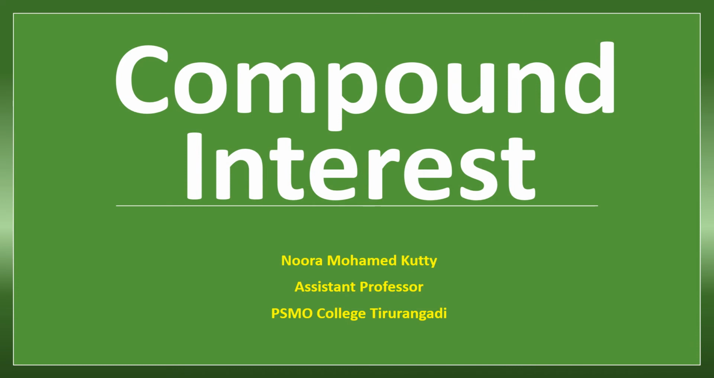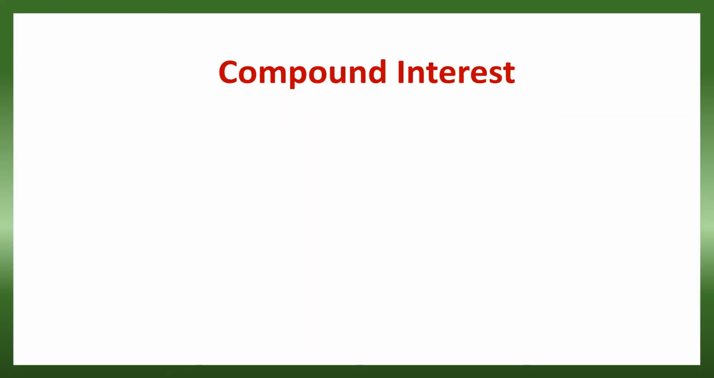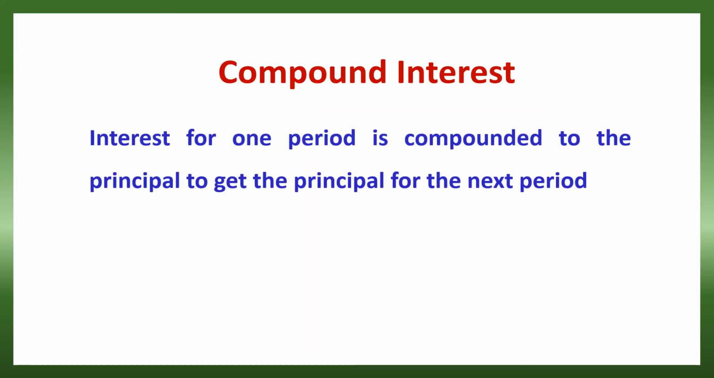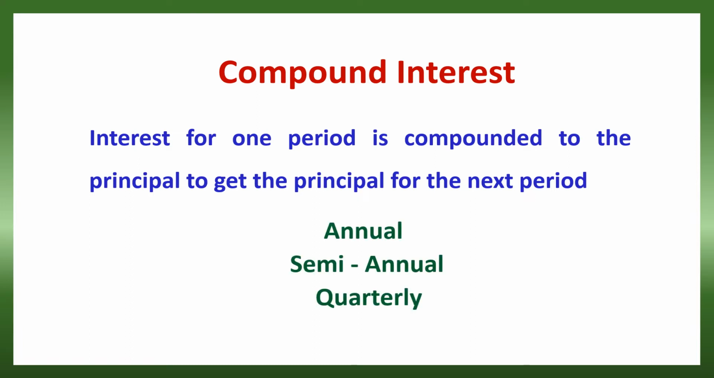Compound interest is the topic of discussion in this video. If the interest for one period is compounded to the principal to get the principal for the next period, then such an interest is called a compound interest. In these cases, the interest may be compounded annually, semi-annually, quarterly, or even monthly.